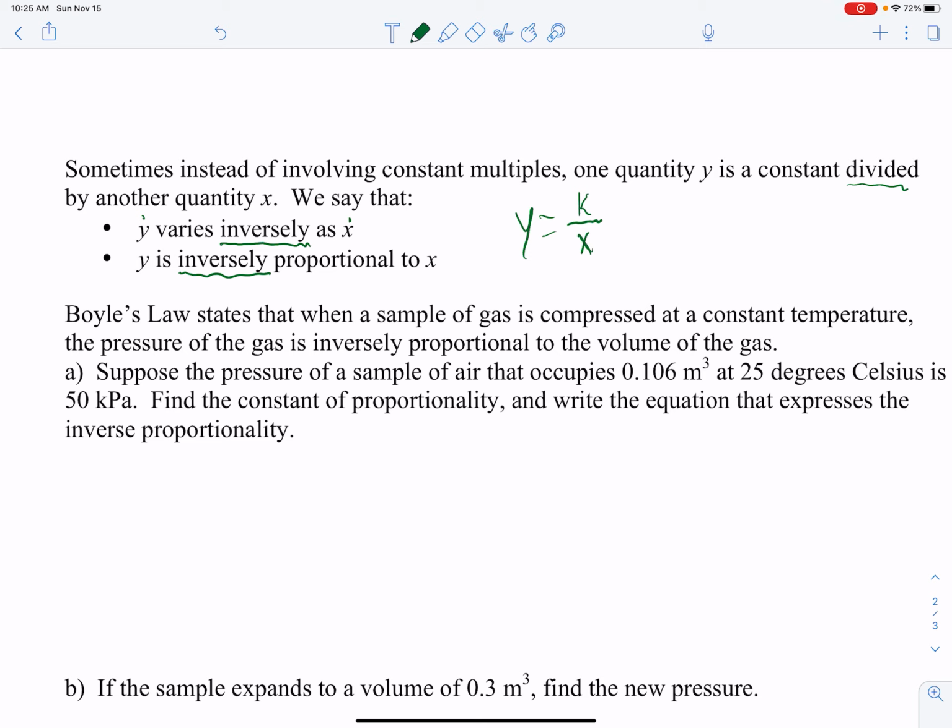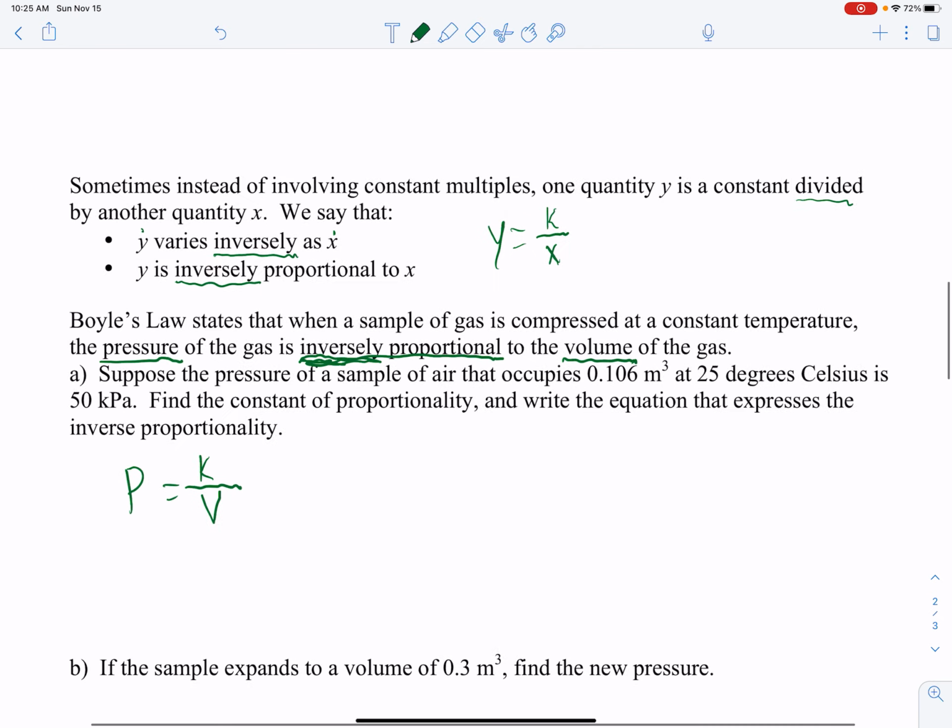It says, Boyle's law states that when a sample of gas is compressed at a constant temperature, the pressure of the gas is inversely proportional to the volume. So pressure is inversely proportional to the volume. Inversely is the key word here. That lets us know that it's going to be one variable is k divided by another variable. Here for pressure, I'm just going to put P. For volume, I'm going to put V. So that's my basic equation. That's the key step that you want to practice and get really good at, because the rest of it is going to be comparatively simple equations in comparison with what we've been dealing with.